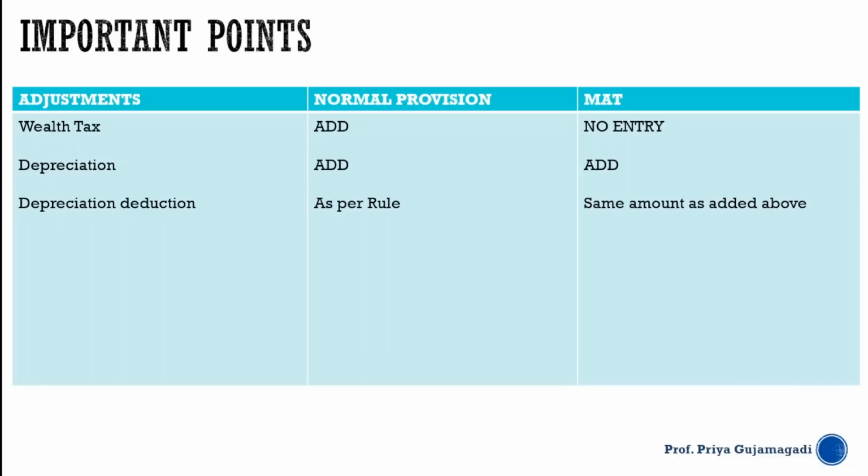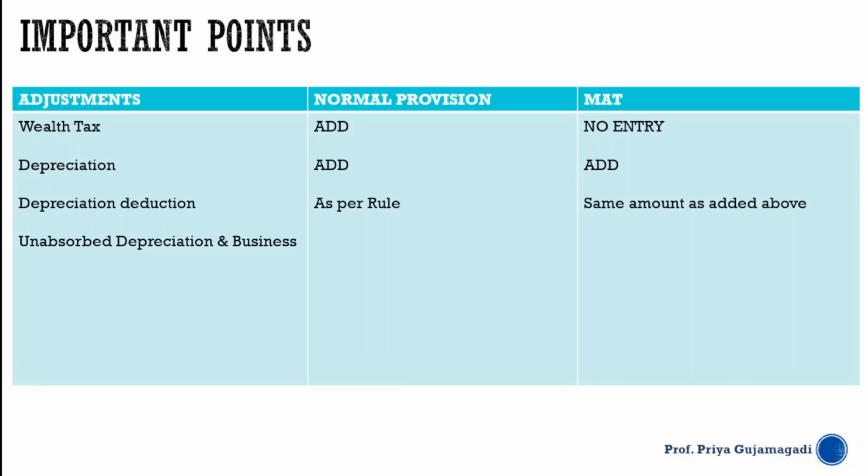Again, I'll give an example for this. If depreciation paid is 5 lakh rupees and depreciation as per tax rule is 7 lakh rupees. While calculating normal provision, what should we do? Add 5 lakh rupees and minus 7 lakh rupees. While calculating MAT, the 7 lakh rupees entry does not come. So we will add 5 lakh rupees and we will deduct 5 lakh rupees.